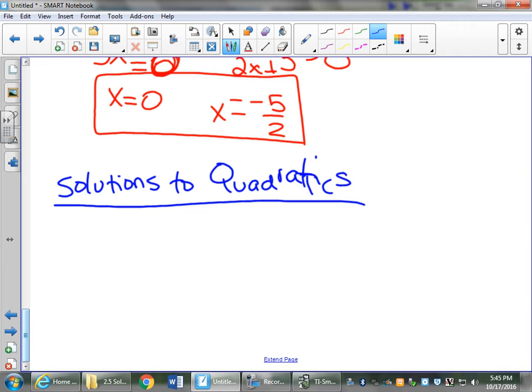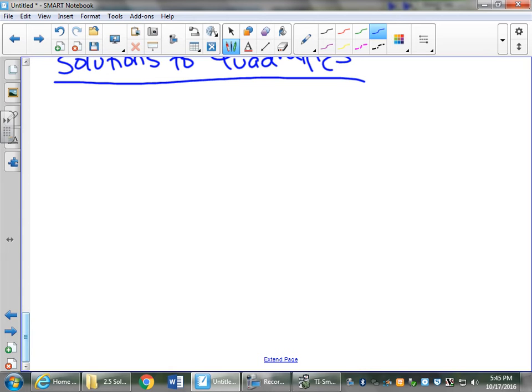So solutions to quadratics. Remember, I can refer to these as solutions, roots, zeros, x-intercepts, all referring to x, but they do all have a slightly different meaning in terms of what we're referring to in the form I give them to you in. Okay, so we already know that one way we can figure out the solutions is looking at the graph.